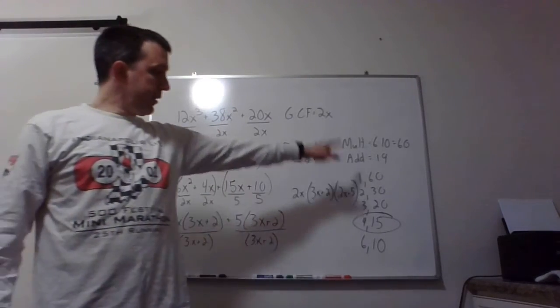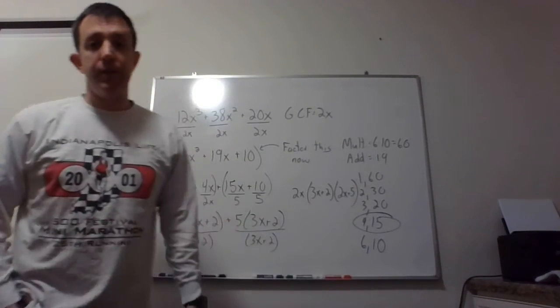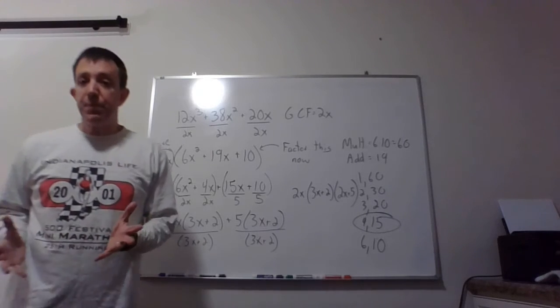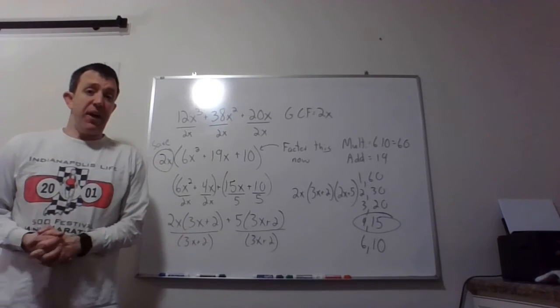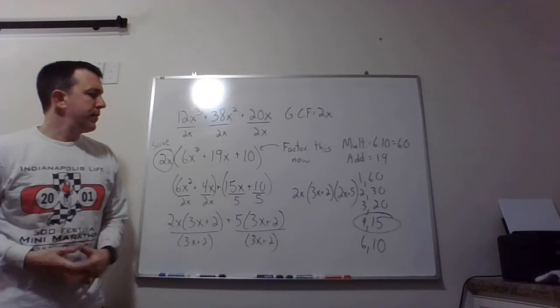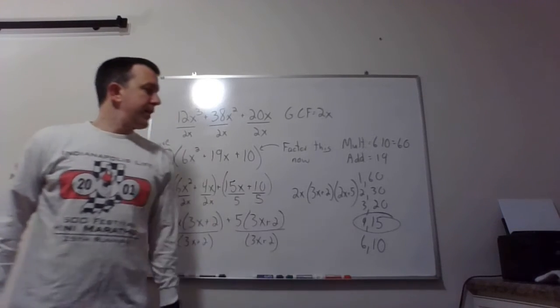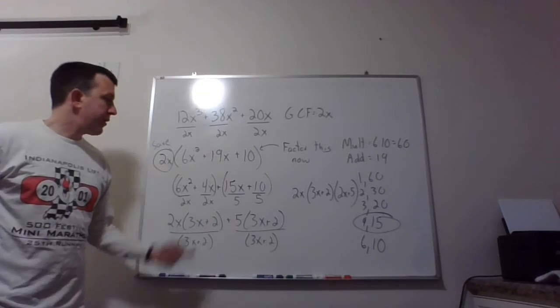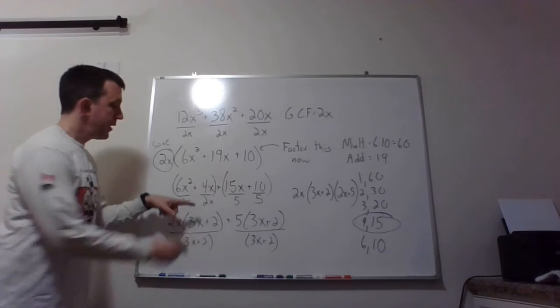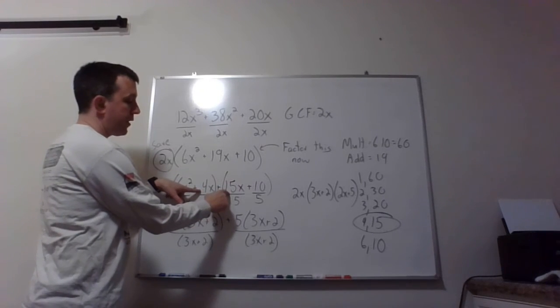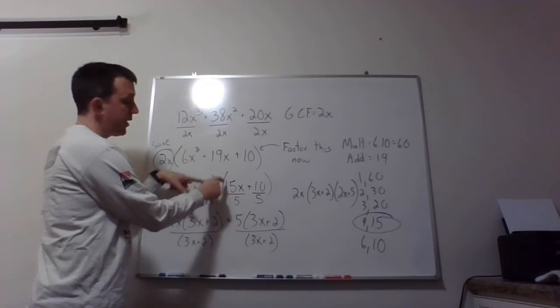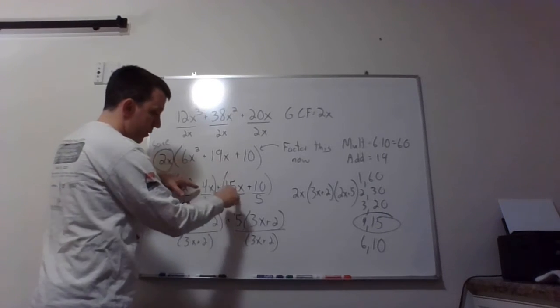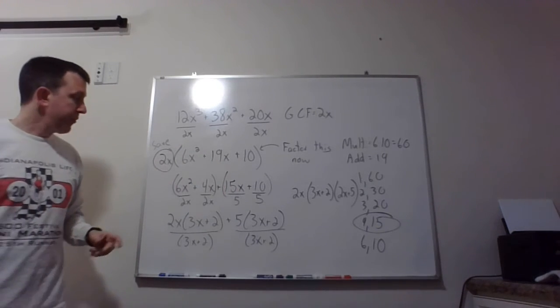So you'll see that I listed all the pairs over there that multiply to be 60. This one's pretty nice because everything's positive, so we don't have to worry about any negatives. And as you can see, I selected 4 and 15. So I took my 19x, and I split it into 4x and 15x. Okay, again, we're always taking that middle term and we're splitting it into two pieces.